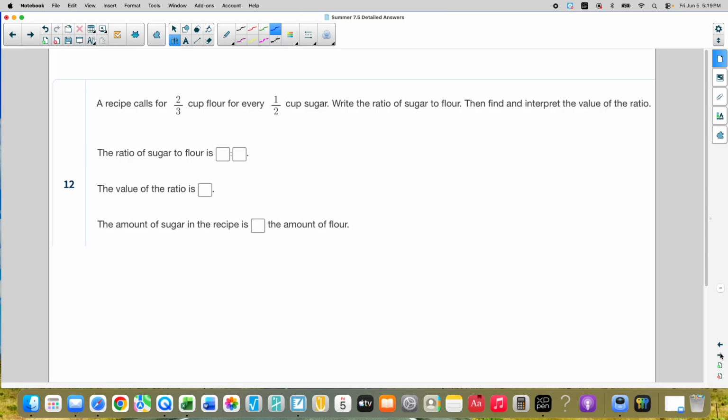Recipes call for 2/3 cup of flour for every 1/2 cup of sugar. Write the ratio of sugar to flour. Then find and interpret the value of a ratio. So the ratio of sugar to flour is 1/2 to 2/3. That is sugar to flour. So that's good.